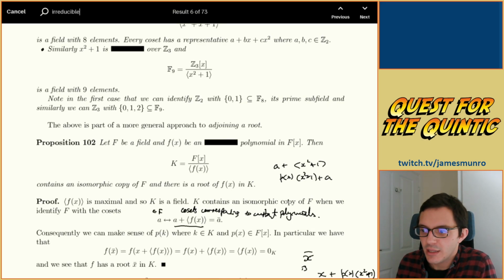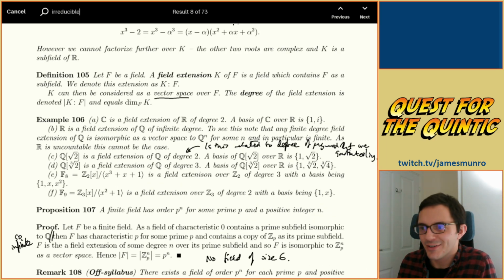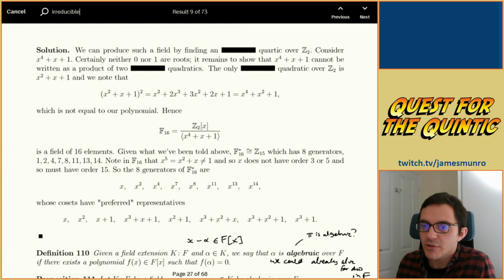Yep, and then over here we had some stuff about irreducible polynomials, but we haven't really been told what an irreducible element is yet. It is funny that it's sort of blacked out the word irreducible. I can't see it on this page. Oh, it's just off the bottom. It's an off-syllabus remark, and then is there more stuff coming? Maybe it's coming in the next section.